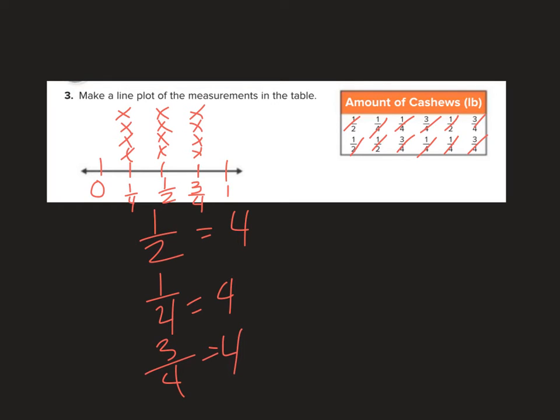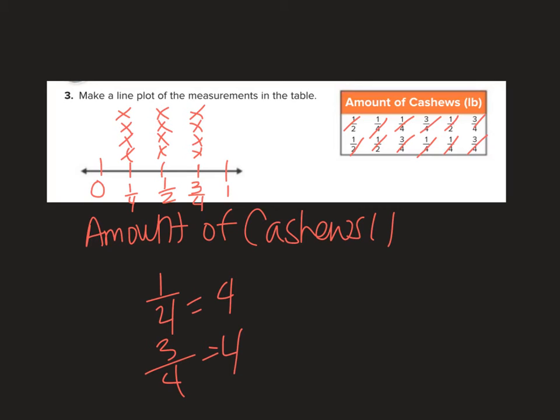Don't forget. Please don't forget your title. Always a title when we're doing any type of graph. So this is amount of cashews, and it is in pounds, LB or LBS. LB is pound, LBS is pounds, plural.